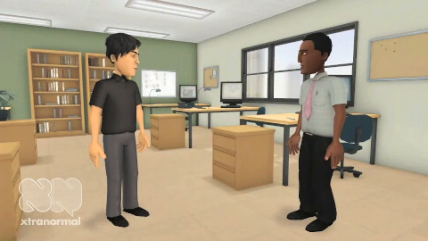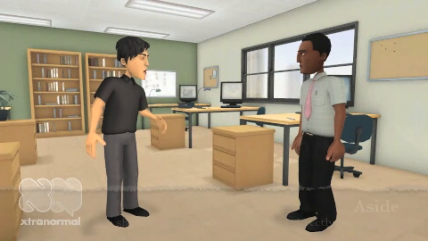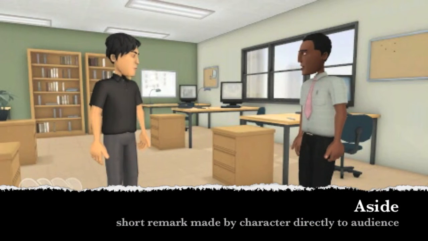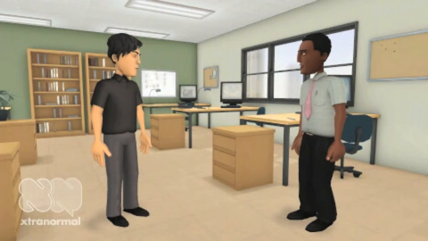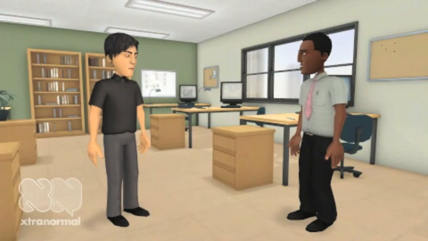Finally, there's something called an aside. What's that? An aside is just a brief comment made directly from a character to the audience. For example, let's say you were in the audience, watching an argument between a girlfriend and a boyfriend on stage. The girlfriend is going on and on and on. The boyfriend looks at the audience and says, "You think I'll ever get a word in?" That would be an aside. Yes.